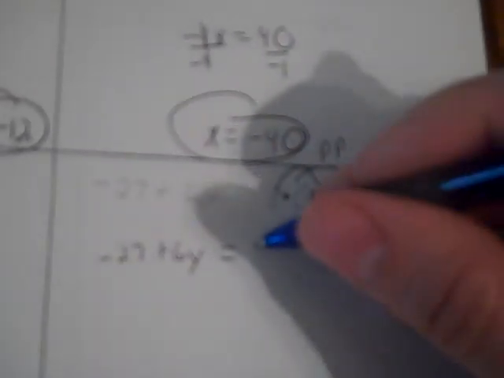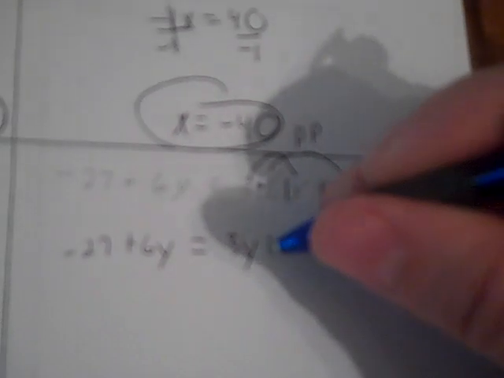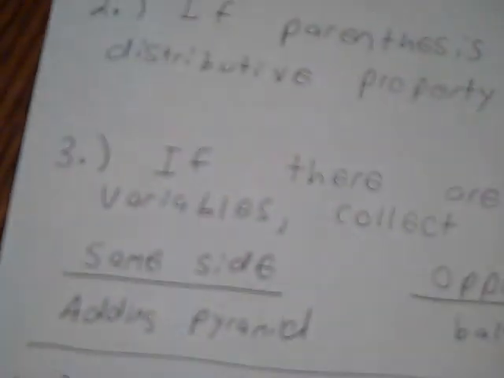come to my distributed property rainbows. I take 3 times 1y, that's 3y. Now when I'm doing the DP, the distributed property, if I have subtraction, what I like to do is make that addition and then a negative afterwards. So I know that I can make a plus here, and then I take 3 times negative 3. 3 times negative 3 is negative 9. Okay. So that is how you deal with your parentheses. And we've done that before.